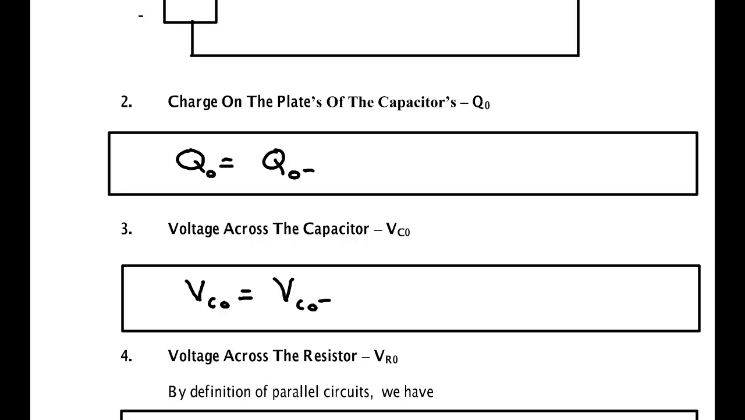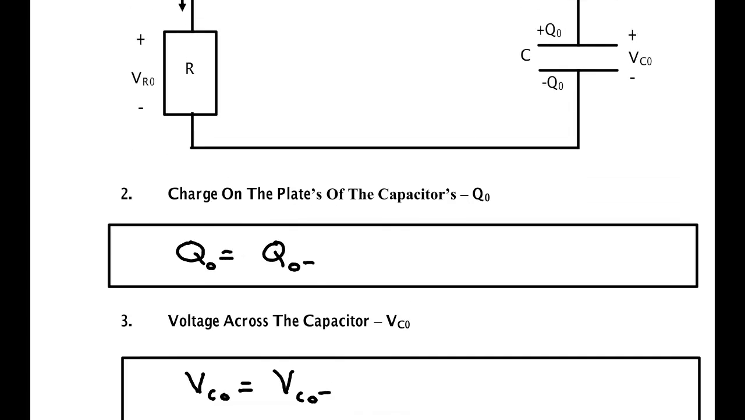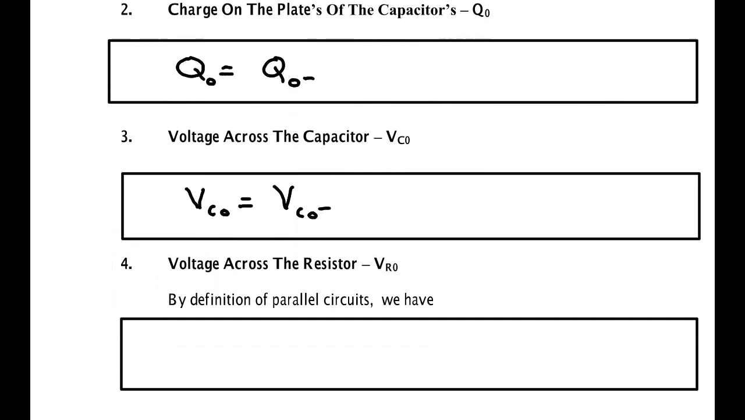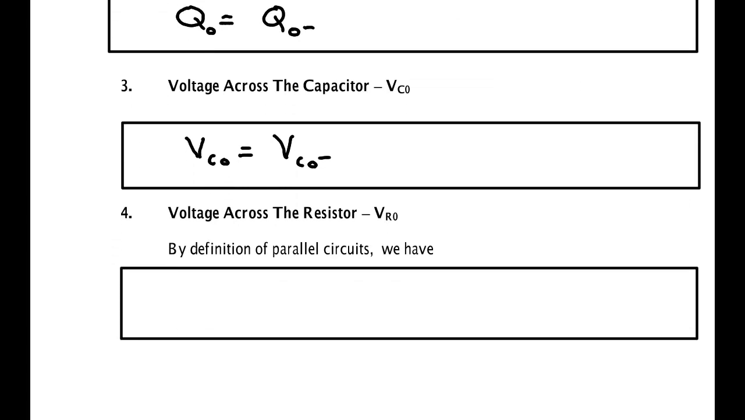Now what about the voltage across the resistor? The voltage from this point to that point is the voltage across the capacitor. But the voltage from this point to this point is also the voltage across the resistor. Therefore, the resistor is in parallel with the capacitor. It has the same voltage. Well, we know the voltage across the capacitor, so therefore we know the voltage across the resistor.